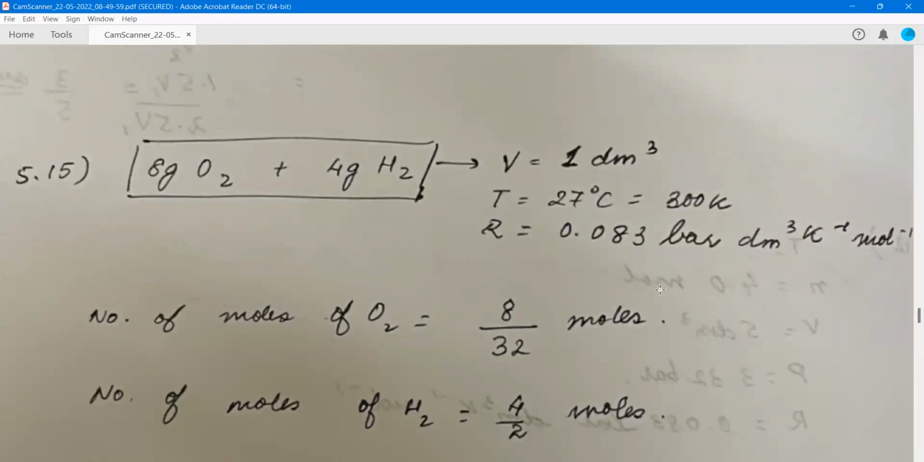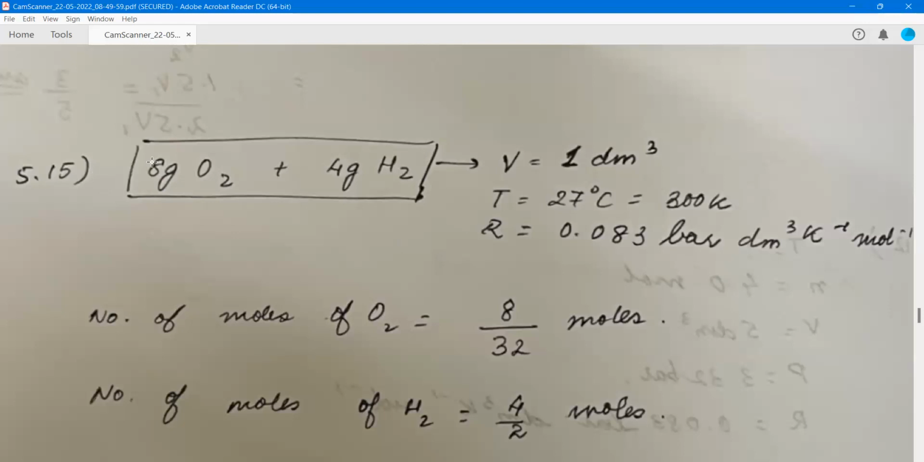Let us move forward to the next question, question 5.15. Calculate the total pressure in a mixture of 8 gram of dioxygen and 4 gram of dihydrogen confined in a vessel of 1 decimeter cube at 27 degrees centigrade. They have also given you R. What we have to calculate is the total pressure. They have given you the volume, the temperature, and the R value. So you calculate separately the pressure of both the gases and then add up, because they are asking for the total pressure.